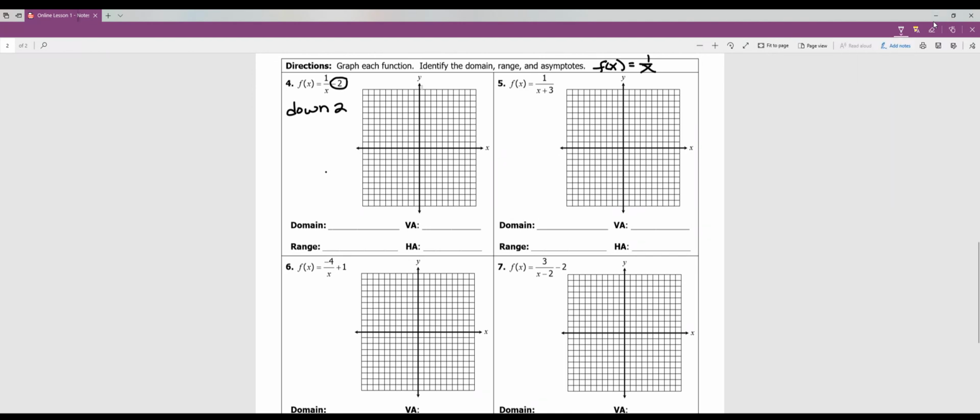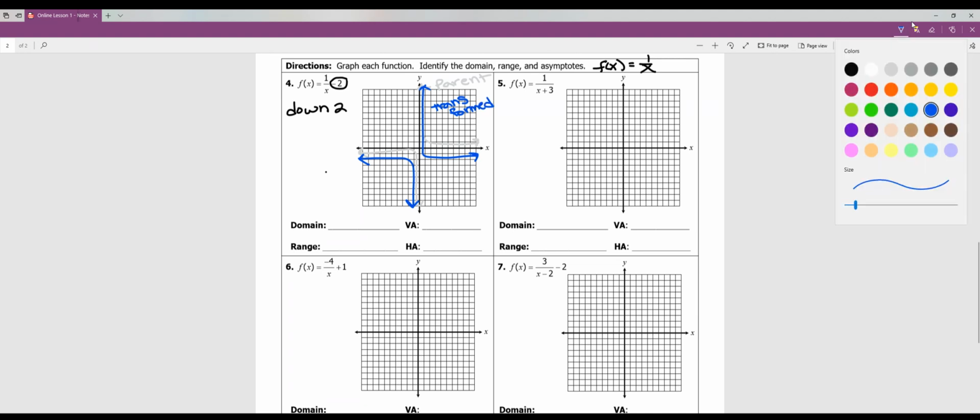So let's remember what our parent function looked like. I'm going to graph it here in this gray. This is our parent function. This is what it looked like on the graph. So if I'm going to shift down 2 units, I'm going to start with this top curve, and I'm just going to go down 2 more units. And same thing with my bottom curve. I'm going to go down 2 units. And so the blue graph is our transformed function.